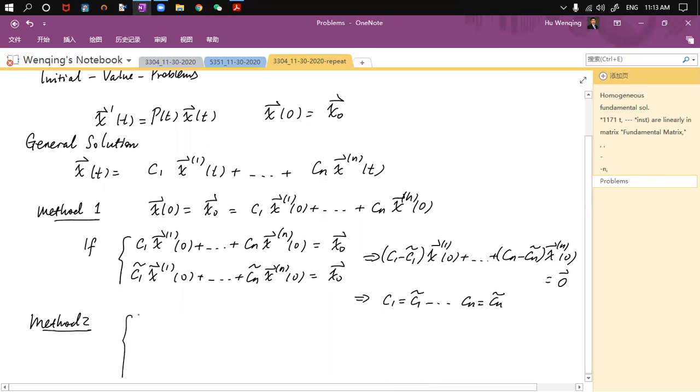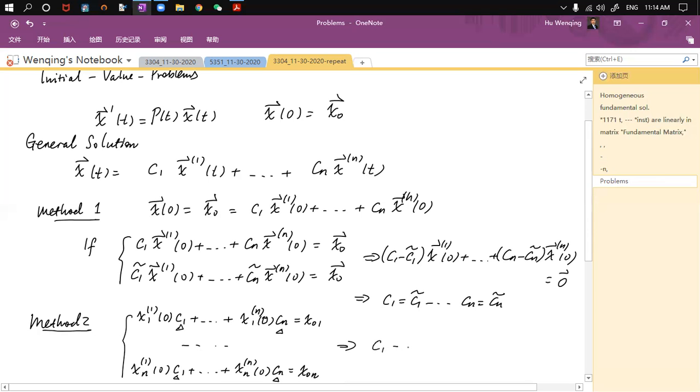So that means you're going to say x11 of 0, right, multiplied by C1. Okay, so I'm writing everything like this. Then plus dot dot dot plus xn1 of 0 multiplied by Cn is equal to x01, right? And then you have this system of linear equations until x1n of 0 multiplied by C1 plus dot dot dot plus xnn of 0 multiplied by Cn is equal to x0n. From here, you treat the whole thing as a system of linear equations with unknown variables C1 up to Cn. So you solve for C1 up to Cn. That's going to give you a particular solution. Is that good for everybody? Okay. So these are methods that can lead to particular solutions for this typical problem.